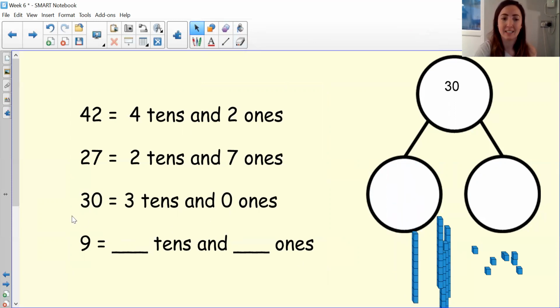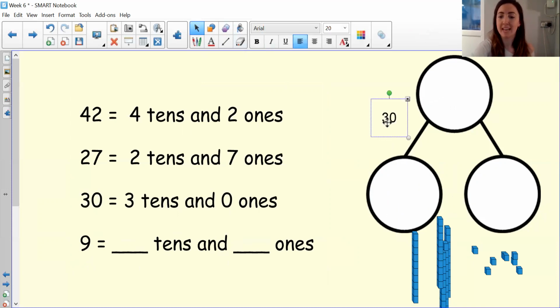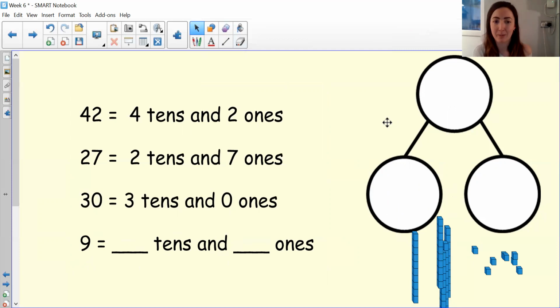Okay, and the last one. So look at this sentence here and see if you can work out which numbers or which parts we know. So we've got 9 equals blank tens and blank ones. Ooh. Okay, can you have a try at that one? So pause here and have a go, and then press play.